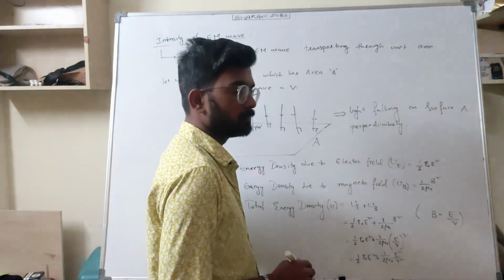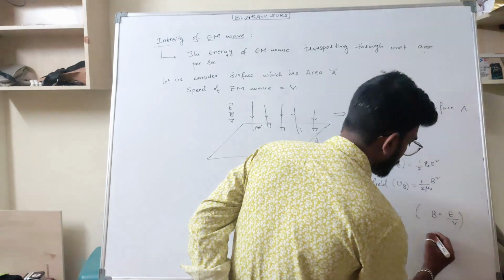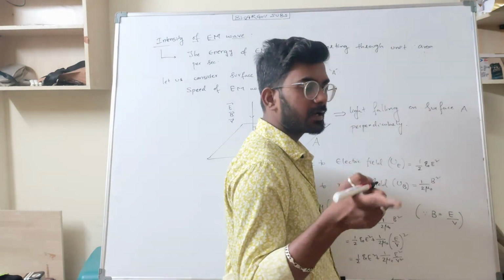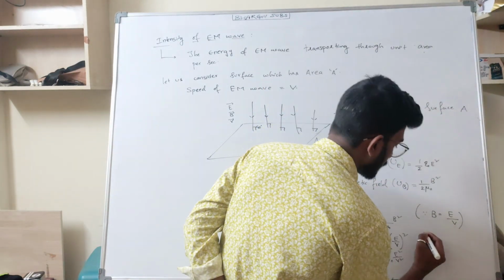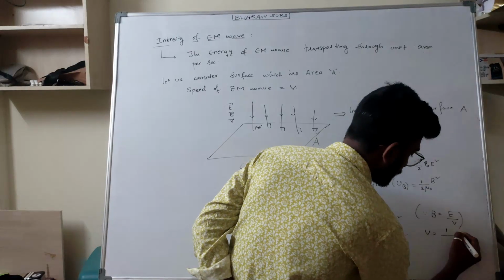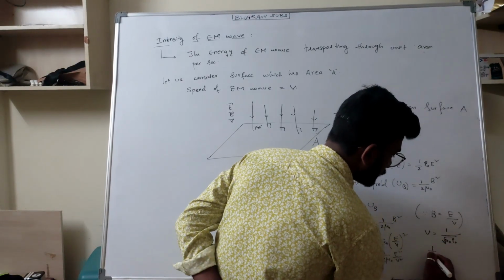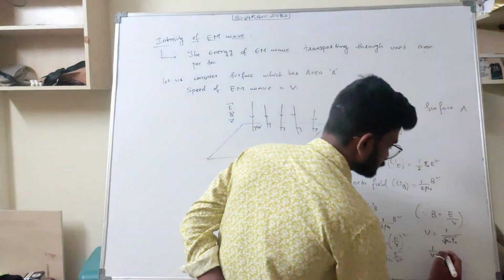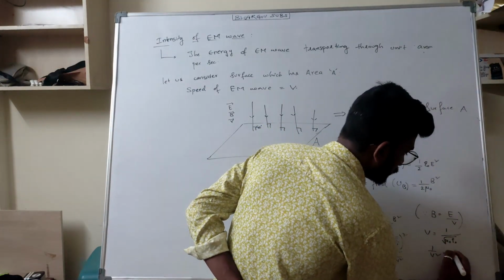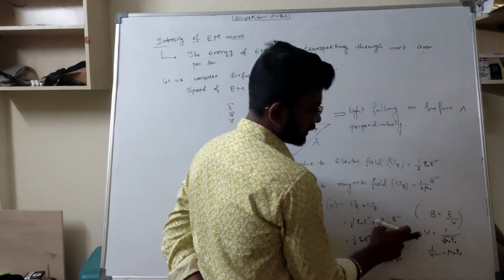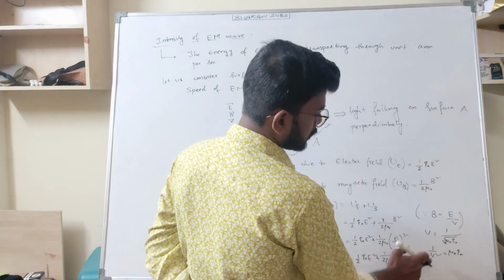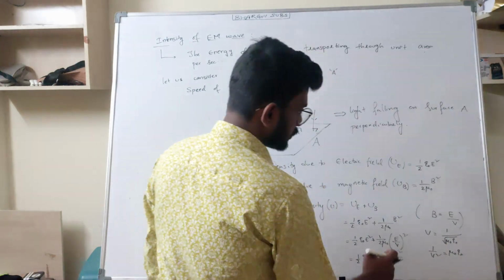Correct. Like in the previous case, while calculating in vacuum, you came across velocity is equal to 1 by root mu naught epsilon naught. Then what is 1 by V square? Here 1 by V square was mu naught epsilon naught. Correct. 1 by V is root over mu naught epsilon naught, so 1 by V square is mu naught epsilon naught. So I will substitute here.